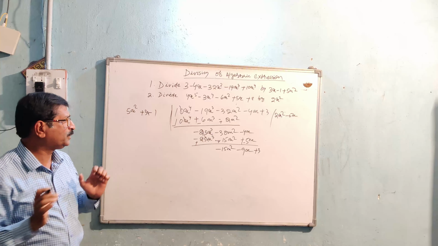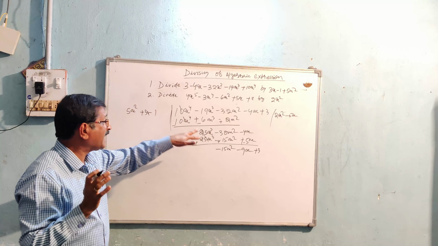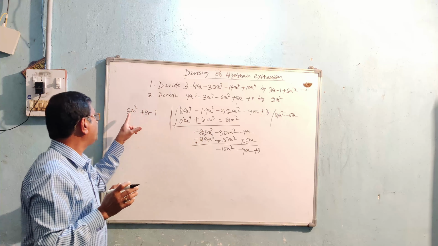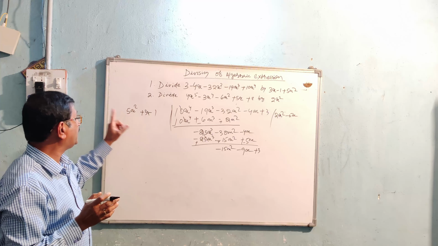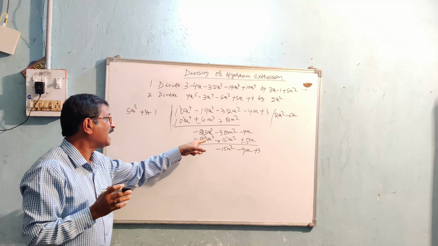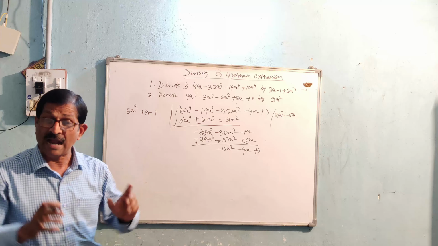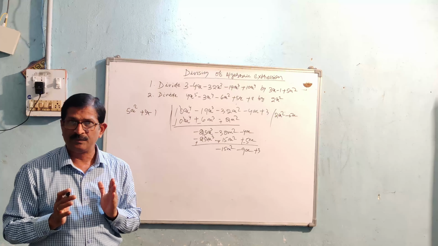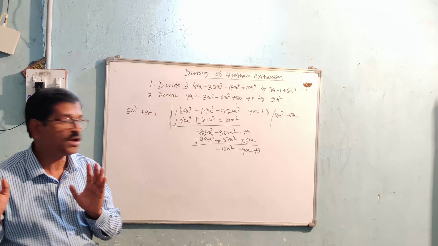Student, one thing I want to tell you: whatever is in the divisor part, I have to multiply it with something so that it becomes the same as the dividend part. Here, minus 25x times x square becomes minus 25x cube. Along with the exponent, you have to watch the sign also. Without watching the sign, it would be wrong.